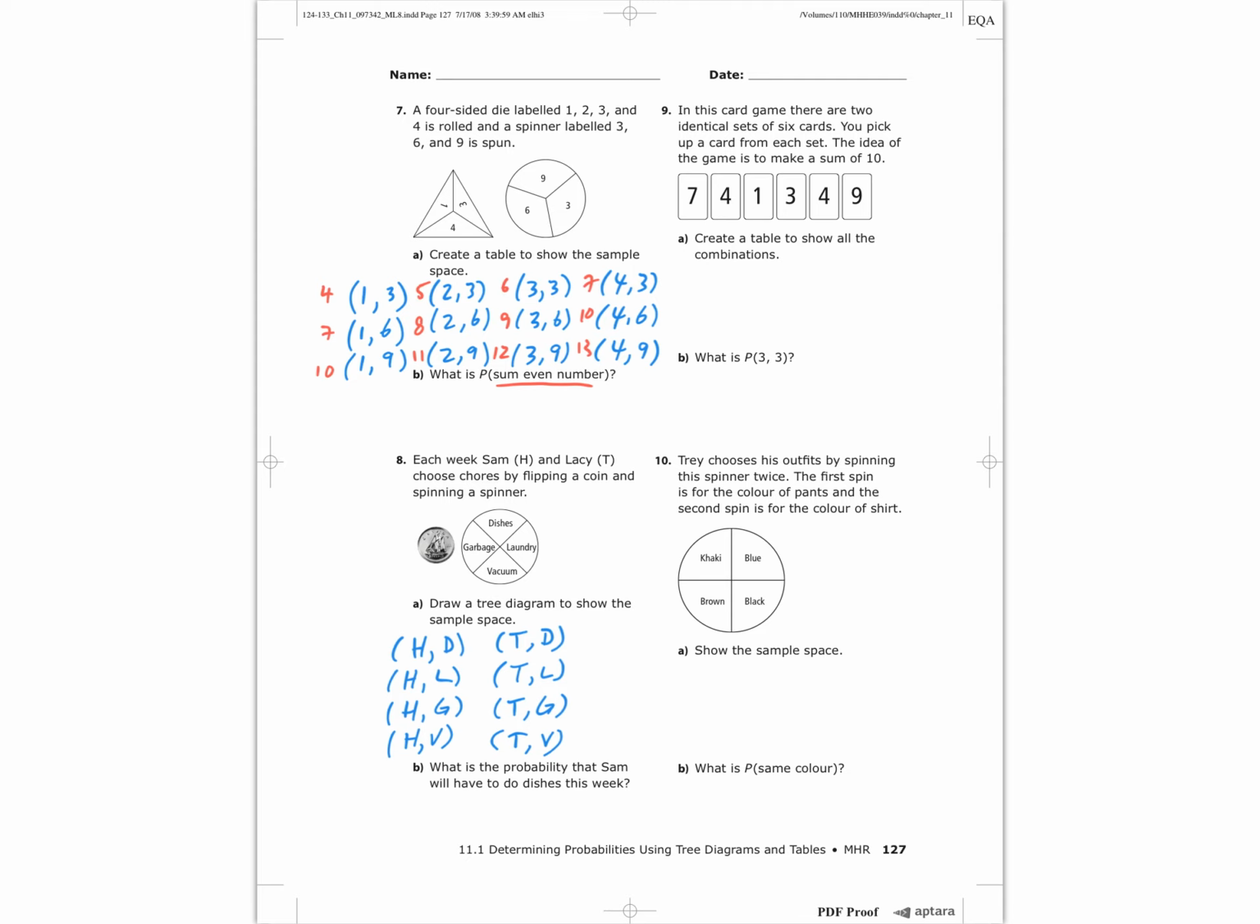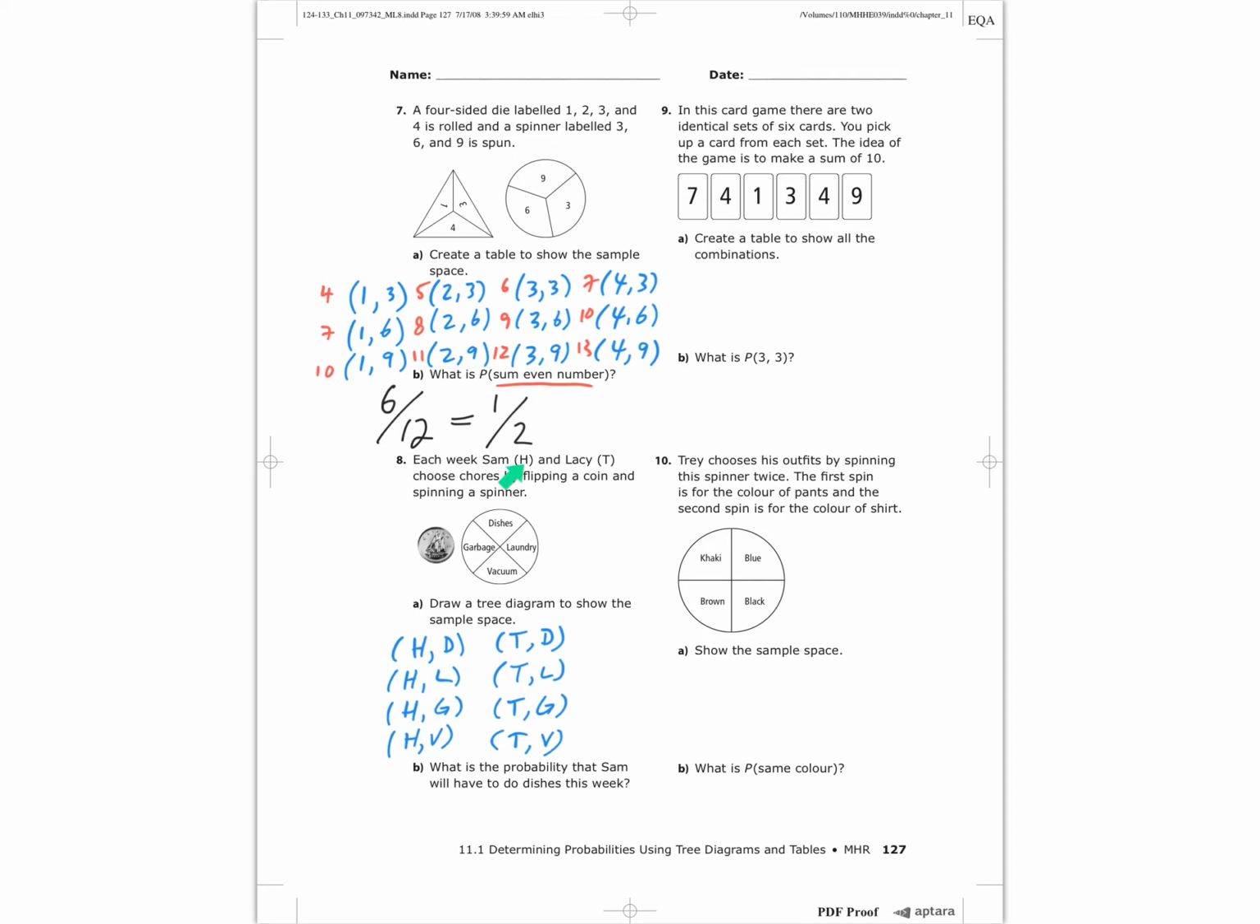There's probably half of them, so the answer is 6, but if you're not sure, 1, 2, 3, 4, 5, 6, right? You've got a sum of 4, sum of 10, 8, 6, 12, and 10. So there are 6 that are an even number. There are 12 total outcomes. So in other words, there is a 1 in 2 or 50% chance that you would roll this die, spin the spinner, and get a sum equal to an even number. Okay? Let's look down here.